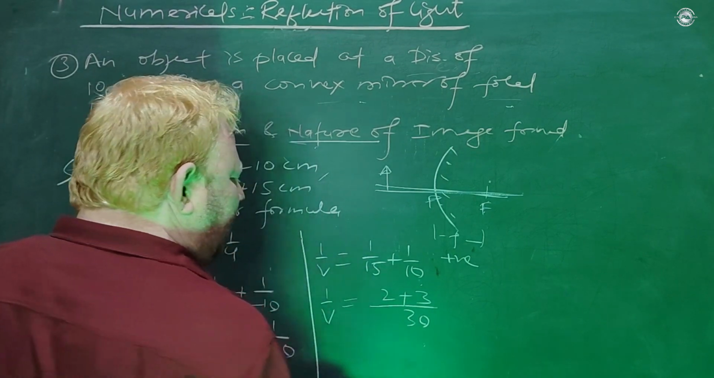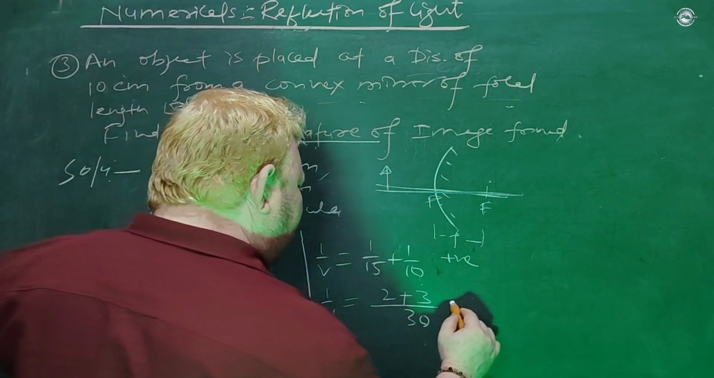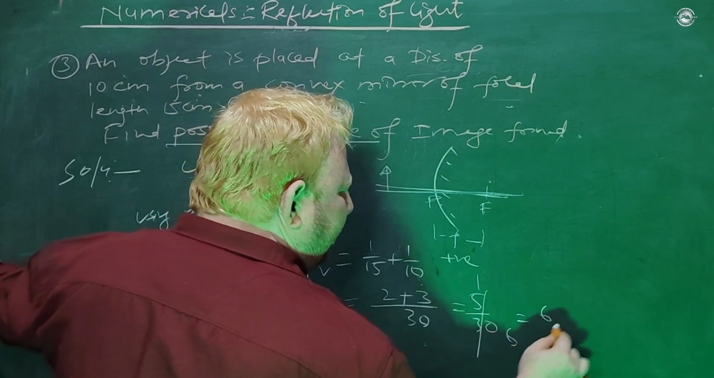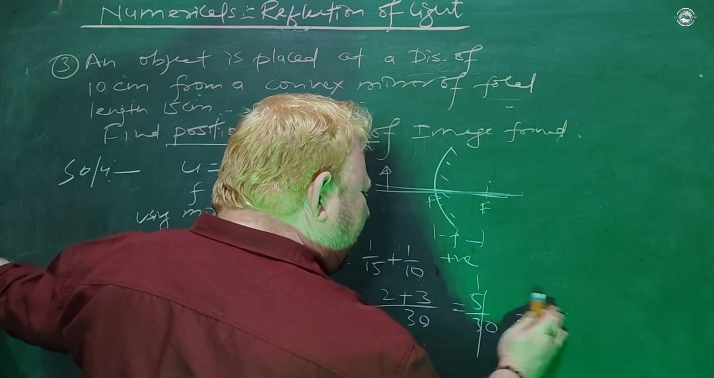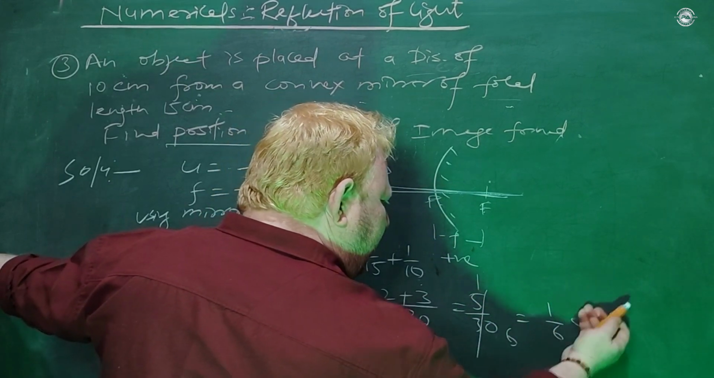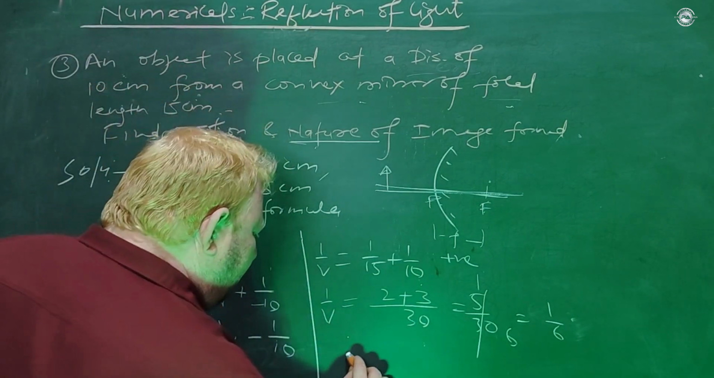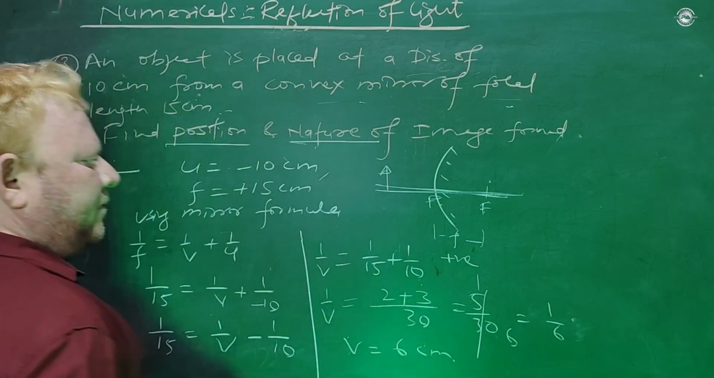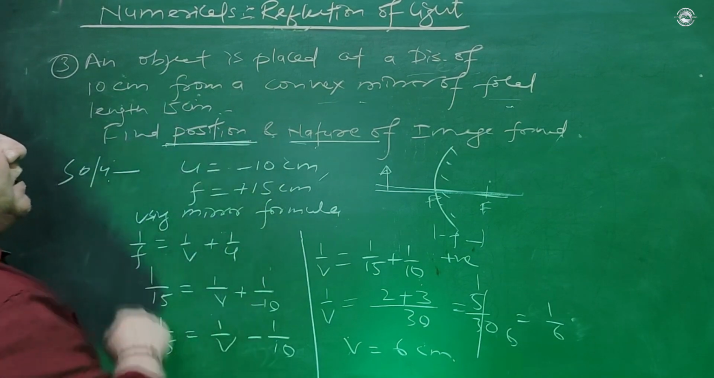So 1 by v is equal to 2 plus 3, that is 5 by 30, which is 1 by 6, in centimeter. So v is equal to 6 centimeter, right? So of course the position of image is 6 centimeter.